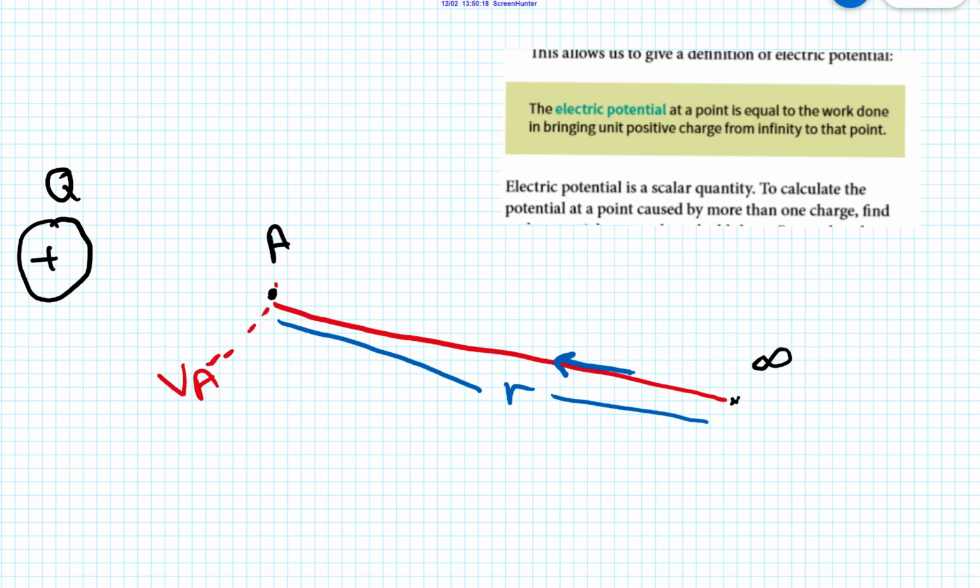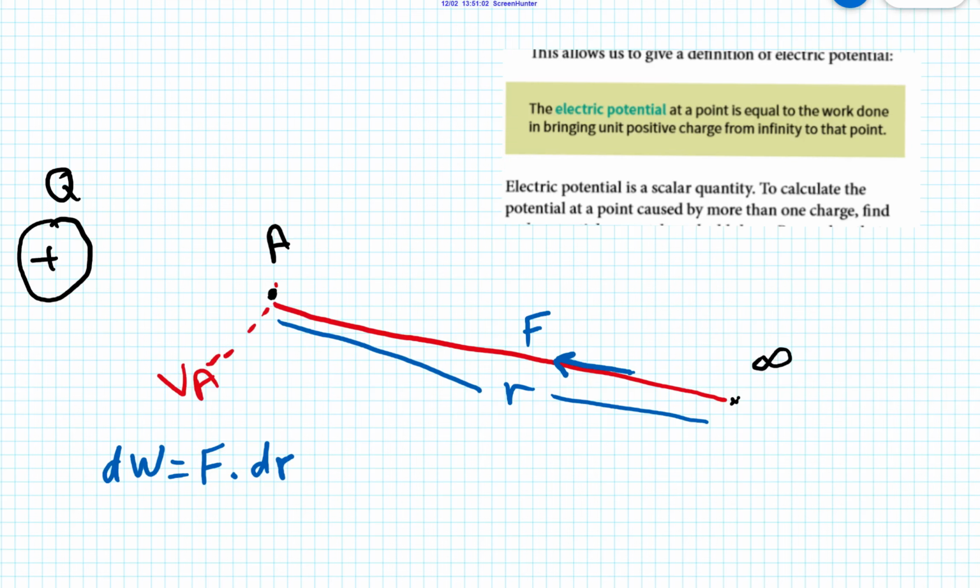Since F is a changing force, I can't just say that the work done is F times R, because F is a changing force. So what we need to do is take part of the work equal to force times part of the distance. Taking a small amount of work with a small amount of distance, because during this small distance the force can be considered constant, so I can just say work is equal to force times dr.